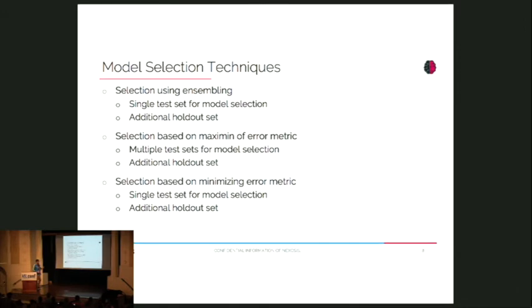And so these are the different types of model selection techniques I employed for this experiment. So I used selection using ensembling, based on choosing models by minimizing different error metrics. And I also tested, of course, this maximin or minimax algorithm I've been describing, as well as the typical approach of using one test set and minimizing the error metric over the set.